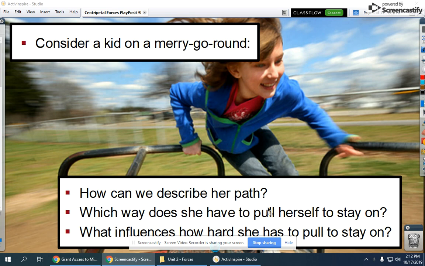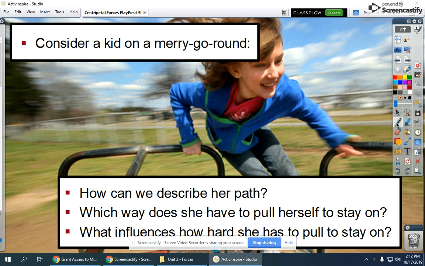All right. So I want you to consider for a moment a kid on a merry-go-round. It's going faster and faster and faster, and you might have done this as a child. And what we want to ask ourselves is, how can we describe her path on this merry-go-round? Which way does she have to pull to stay on? Because as you might imagine, if she lets go, she's going to fall off the merry-go-round.